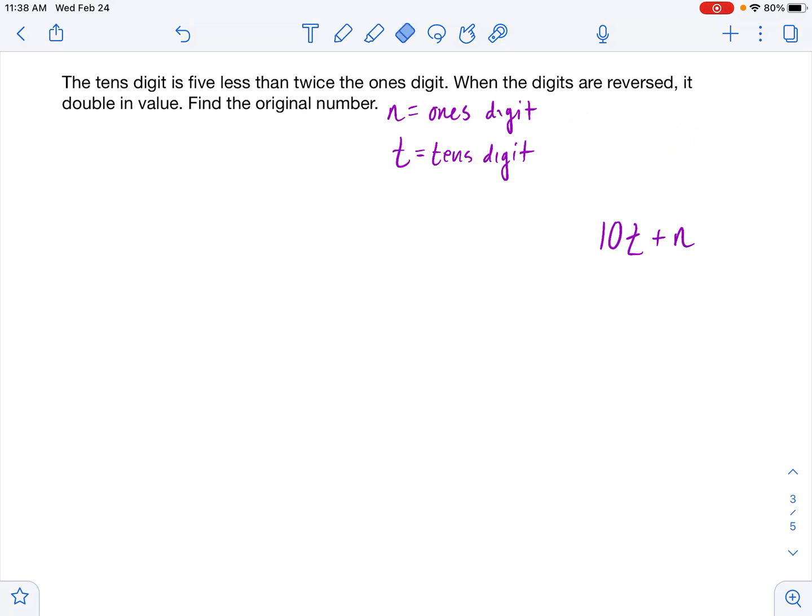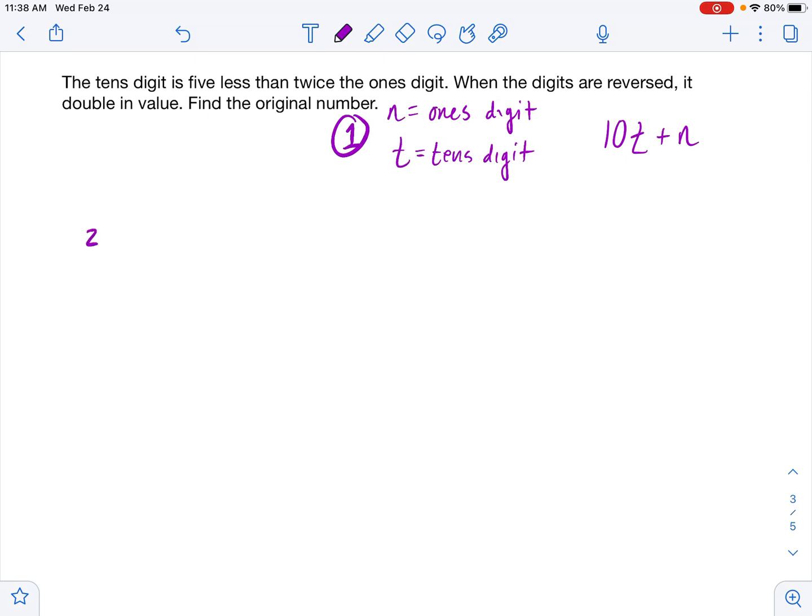So when you have digit problems, in order to represent that digit, you need to represent it using something like this. If you had an h being your hundreds digit, your number would be represented like this. So now that we know how to write a number, I have satisfied the first requirement. I have defined my variables.